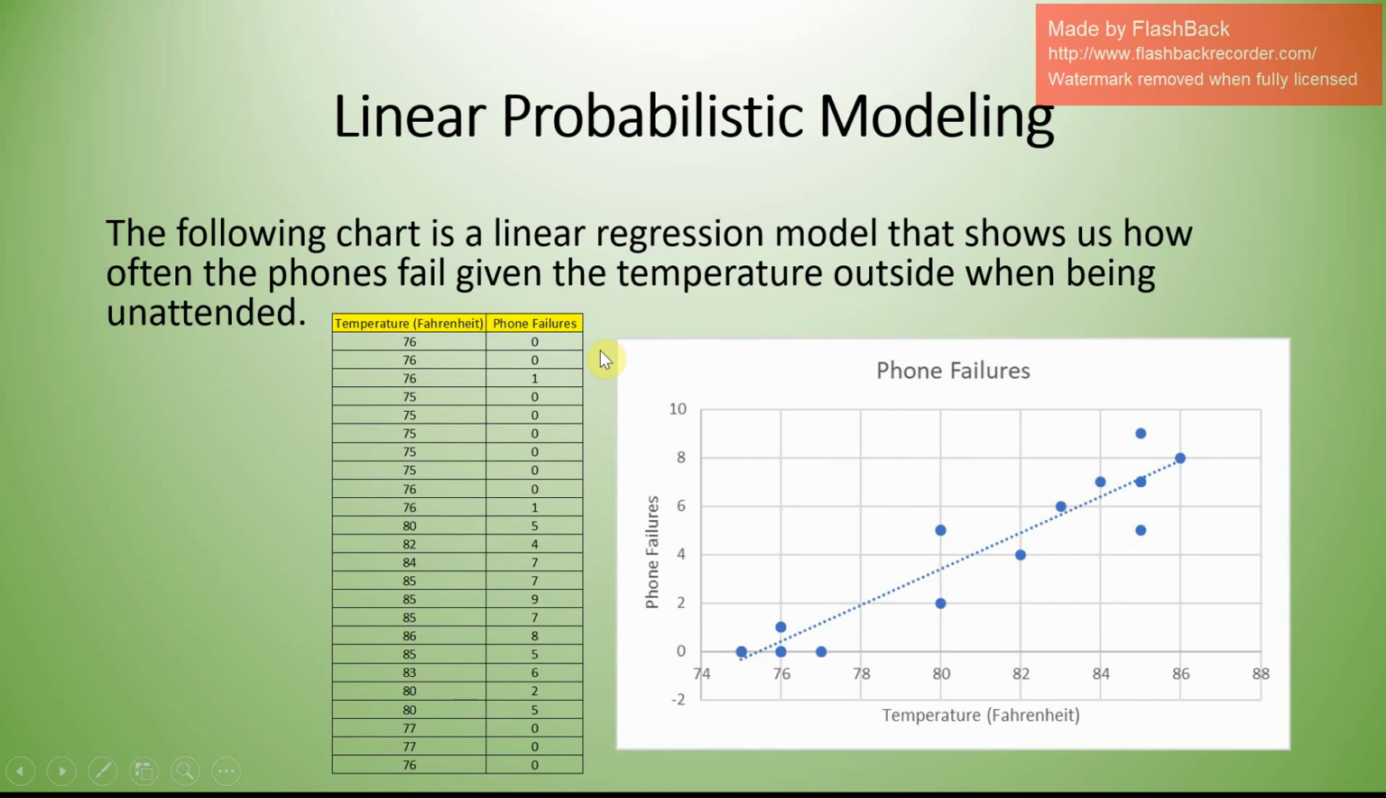For example, we look at how often phones fail given the temperature when it is left laying outside. Our independent variable x is the temperature, and the dependent y variable is the amount of phone failures. This model shows us that the hotter it is outside, the more phone failures there will be. This is a good example of linear probabilistic modeling, because we can now predict at what temperatures the phones will fail and engineer a solution for these phones, so hopefully the product will be better. I hope this sells you on linear probabilistic modeling.